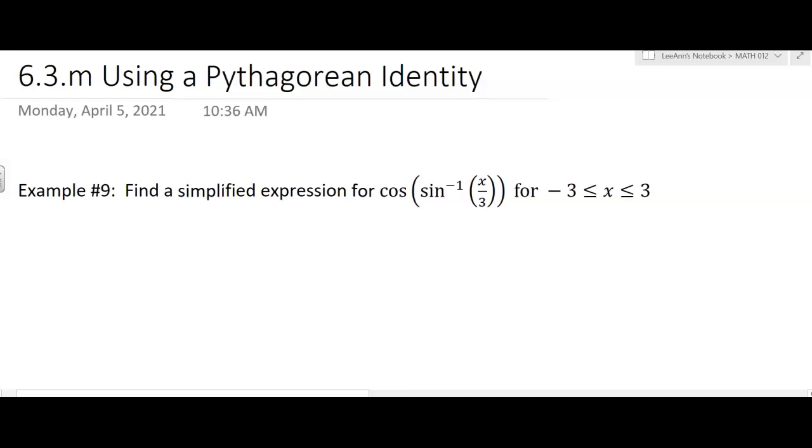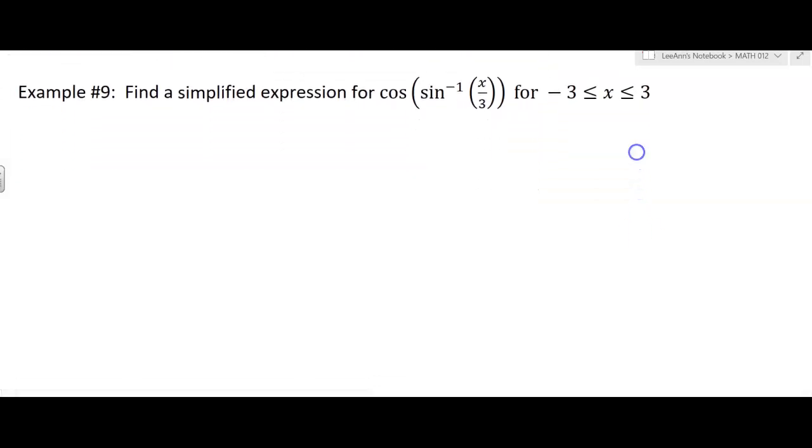So this one's a little bit different. Find a simplified expression for the cosine of the inverse sine of x over 3, for x between -3 and 3. Now I want to talk about that just a little bit here.